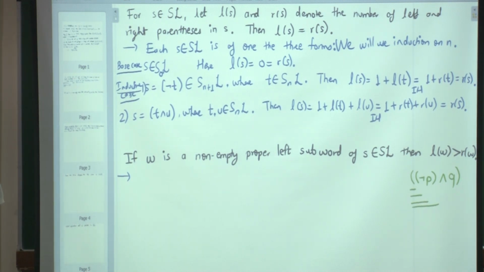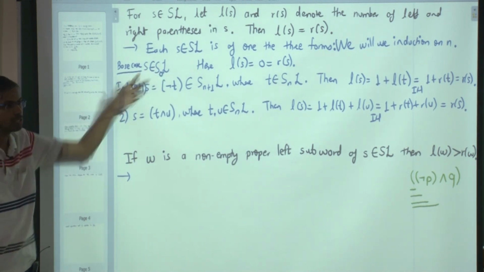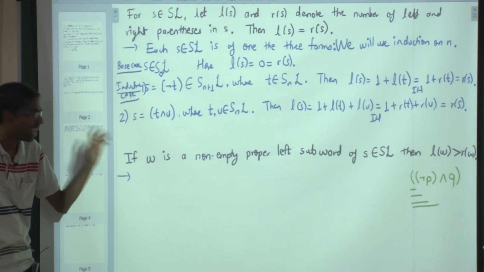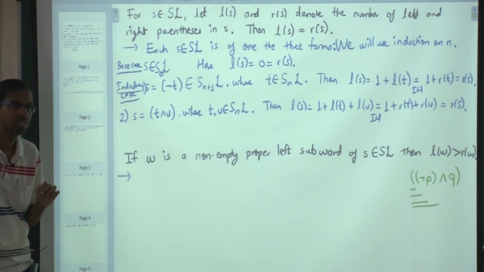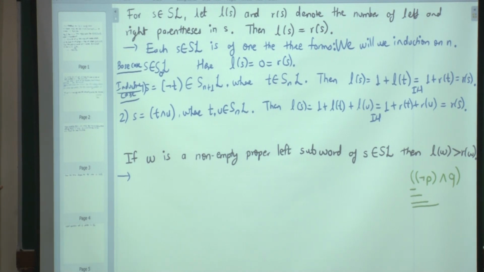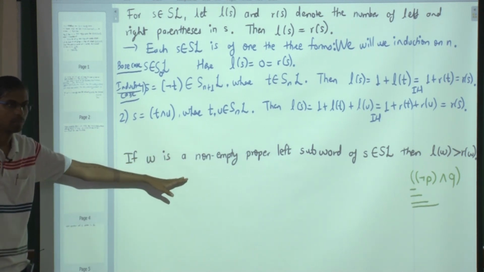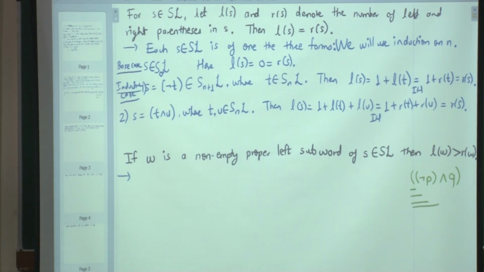What is our method of proof? Induction. There can't be anything else. So once again there is a base case. I will perhaps not write the entire proof, you can formalize it. The base case is that S belongs to S0L. Then can there exist a non-empty proper left subword? It just has length 1. So either the subword is empty or it is everything. So there is nothing to prove here. Base case, nothing to prove.